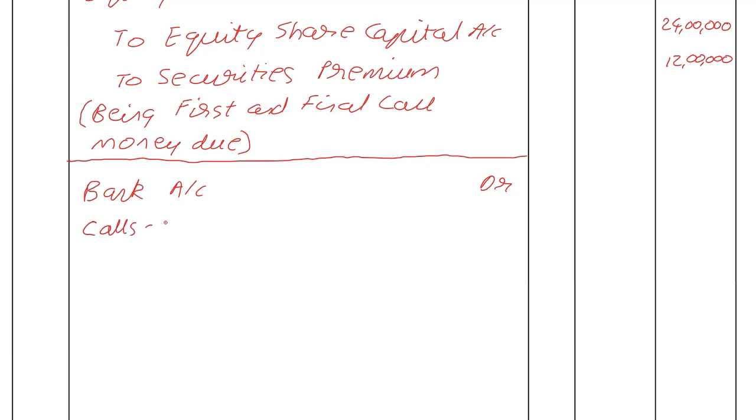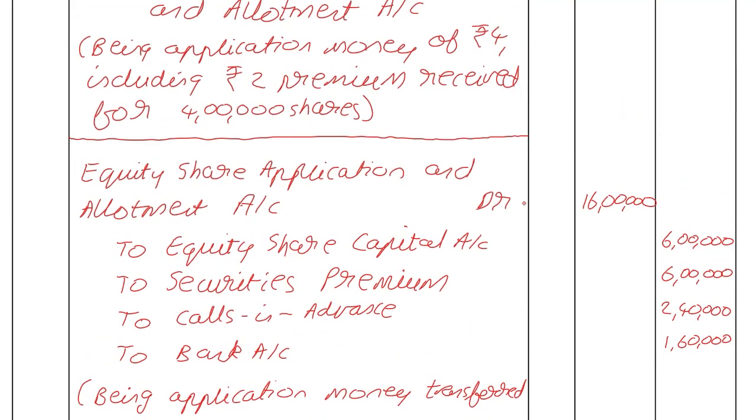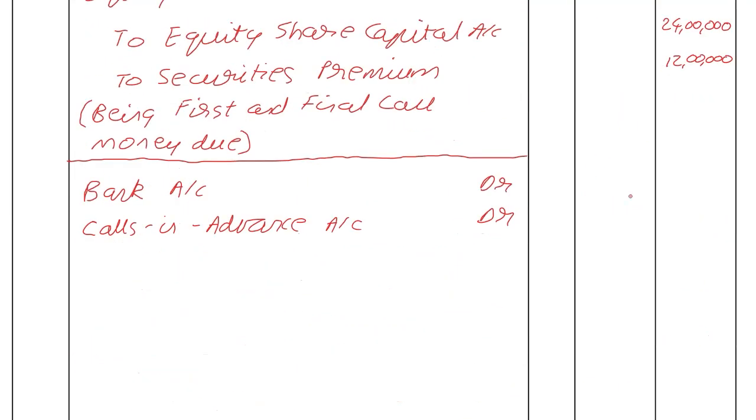So calls in advance account, debit. Please write debit at the end like this. How much is the calls in advance? That I know. The calls in advance is 2,40,000, so that I can write down. Then how much is not being paid is going to be calls in arrears account debit.